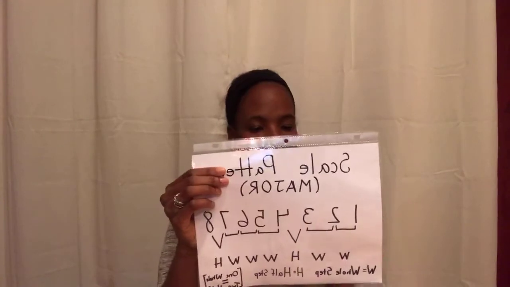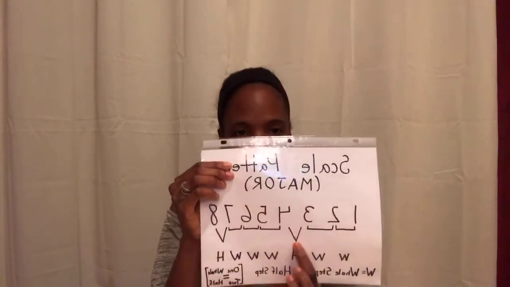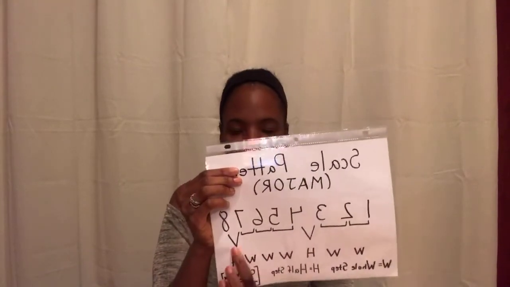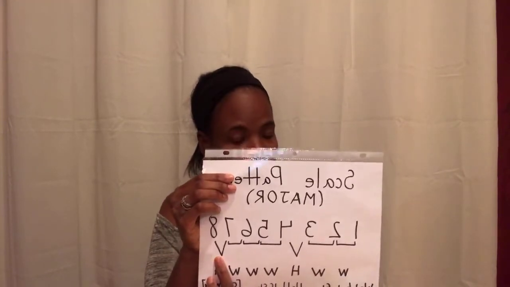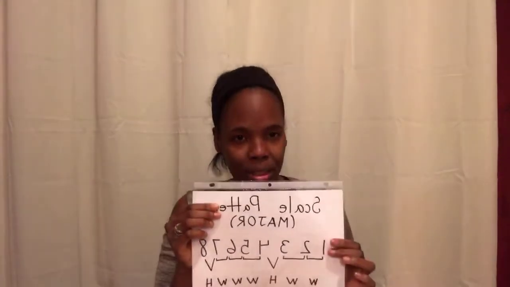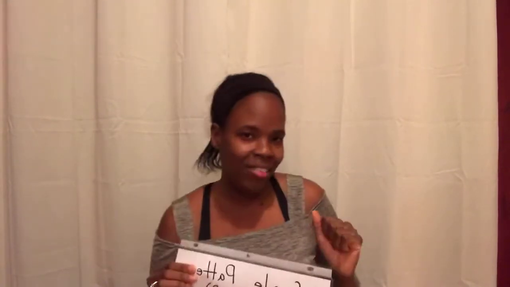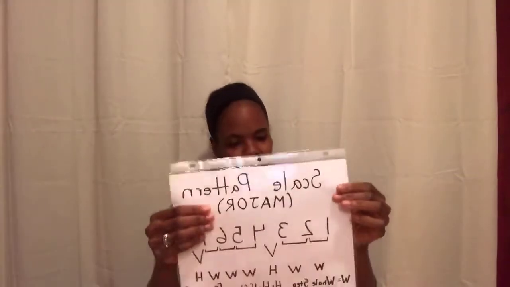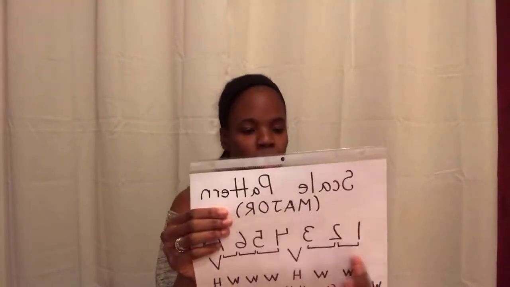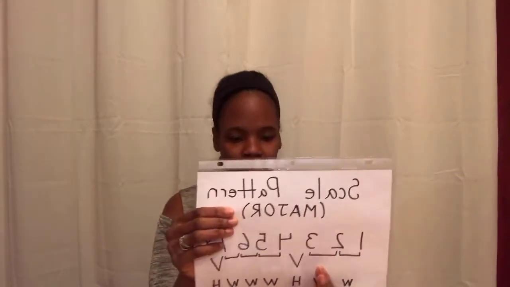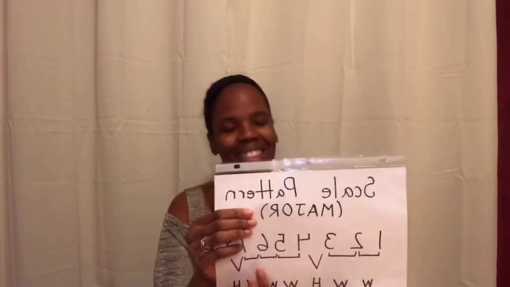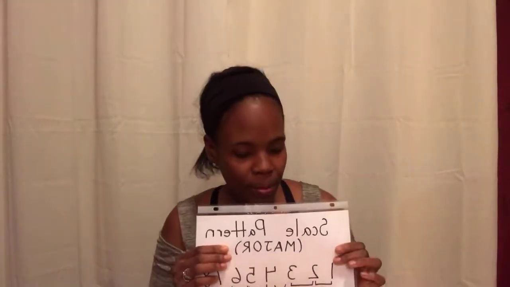So between the 3rd and 4th degree, and the 7th and 8th degree, we have half steps, okay? So that's something that's great to memorize. 3 and 4 and 7, 8, half steps. So between 1 and 2, 2 and 3, and 4 and 5, 5 and 6, and 6 and 7, those are whole steps.